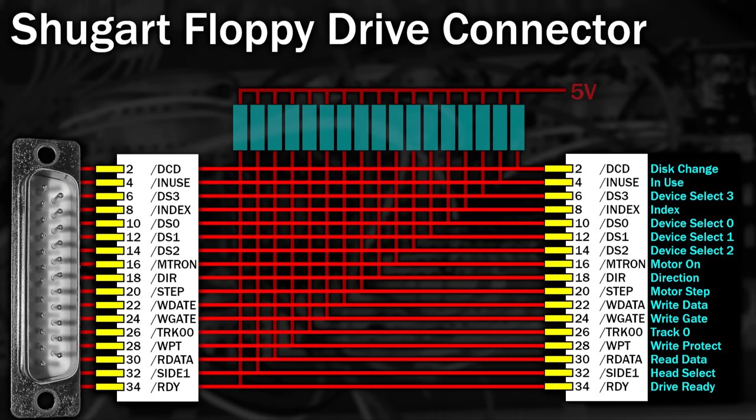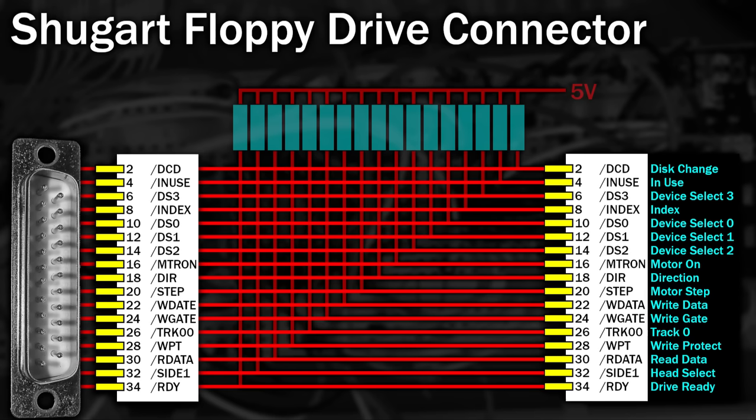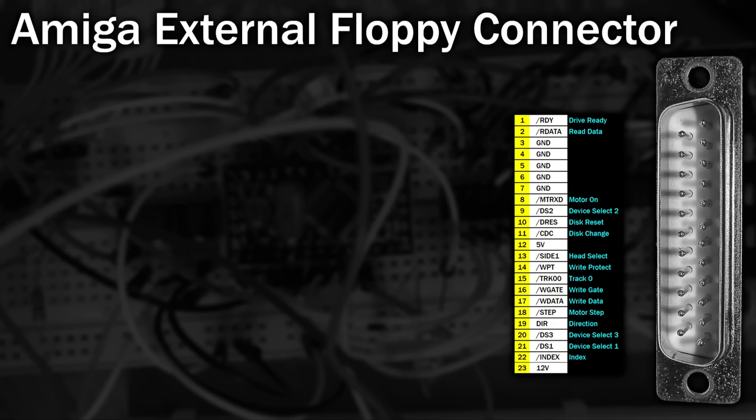But to keep everything working properly, a drive can only control the other signals if it has first been selected by using one of the drive select lines, and a drive should only respond to one of them. Now there's nothing technically stopping anything else from messing with these signals, and I suspect that's exactly what's going on with this device. So the pinout for the Amiga's external floppy disk connector looks like this.